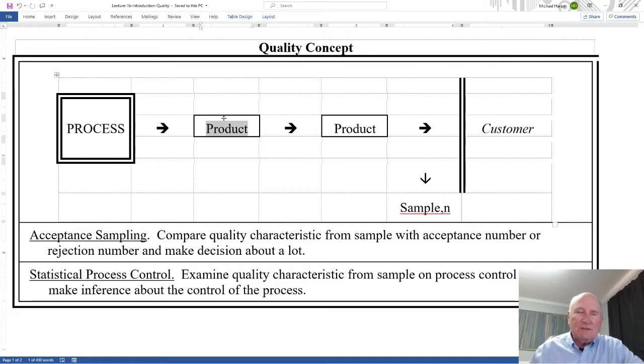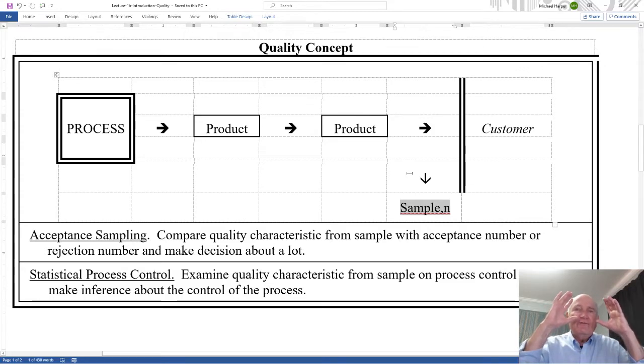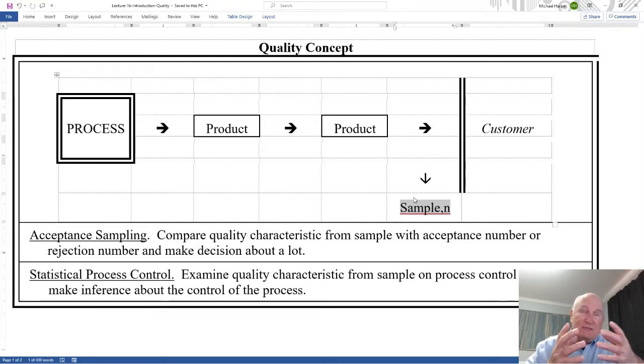Well, in process control charts, or in process quality control, the quality concept is you identify one of those characteristics at a time. And from that, you draw a sample of size n from the products being produced. Now that sample of size n, you analyze it. There are different ways of analyzing it, and that's where process control charts come in, and where acceptance sampling comes in. But you analyze that sample, and that sample could indicate good quality or bad quality.